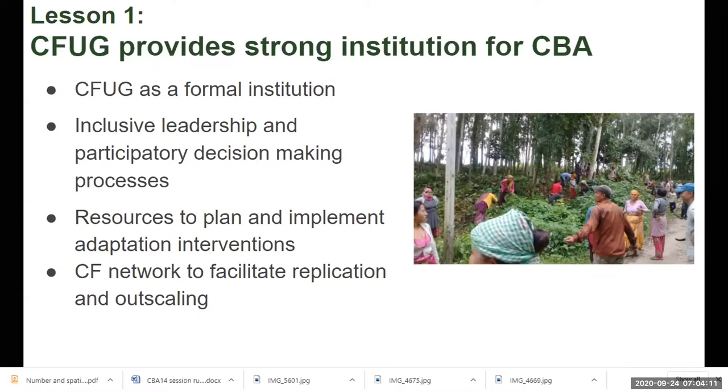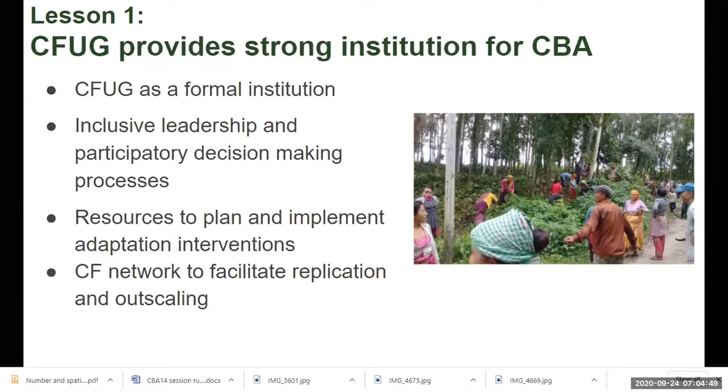And it has inclusive leadership. In this case, it was completely led by women, but in other community forest user groups also, at least 50% of positions should be occupied by women. Similarly, community forest provides resources, not only from the forest but also from many different sources, from the community and from other stakeholders, to plan and implement these adaptation interventions.